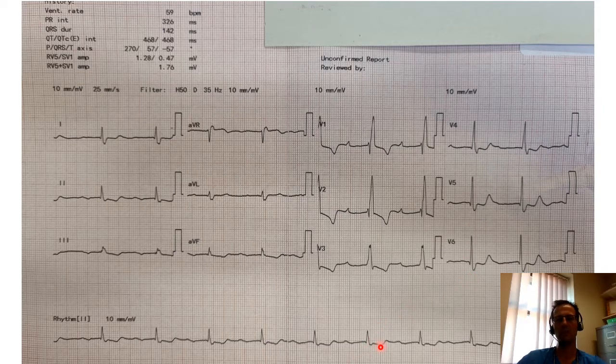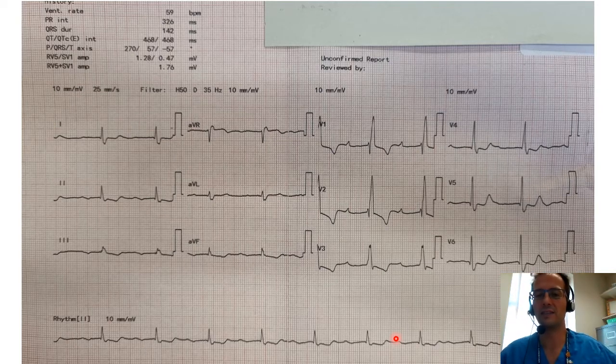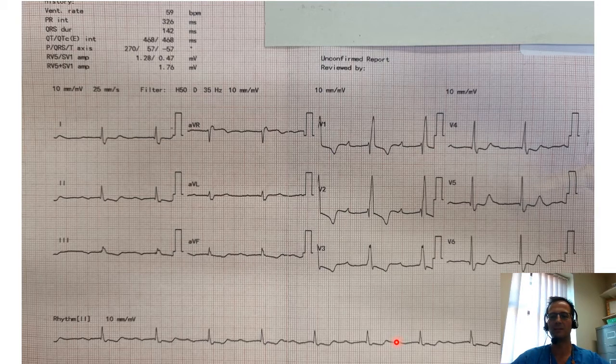Which lead should we measure our QRS duration in? Well, the answer is in the one that makes it the longest. The QRS duration reflects ventricular depolarization, and that happens at the same time in each lead. It's just how that depolarization signal is reflected in the lead, how it's detected by that lead, and that depends on whether it's in the direction of the lead or if it's fairly isoelectric.